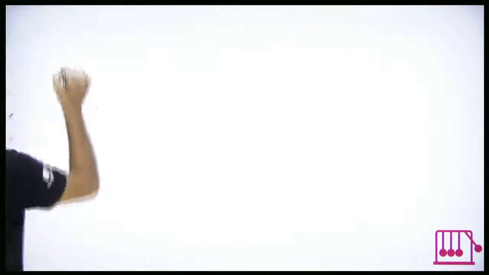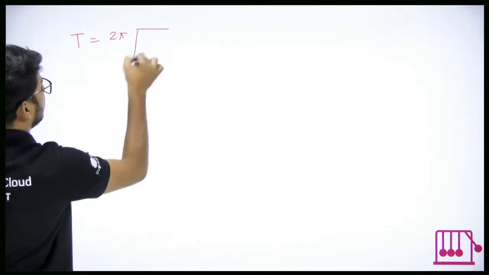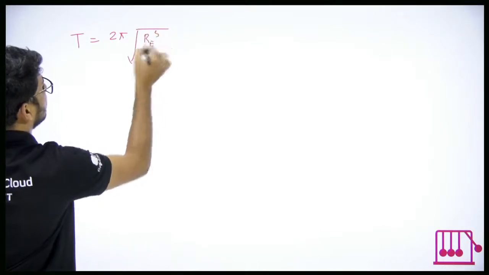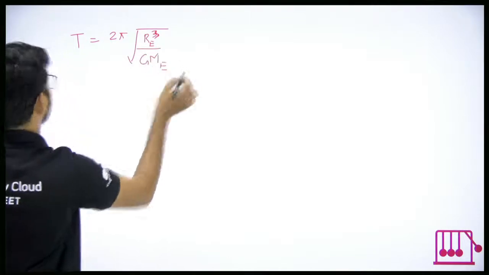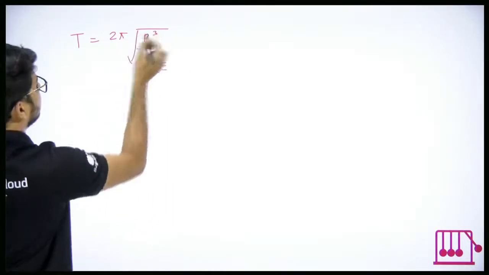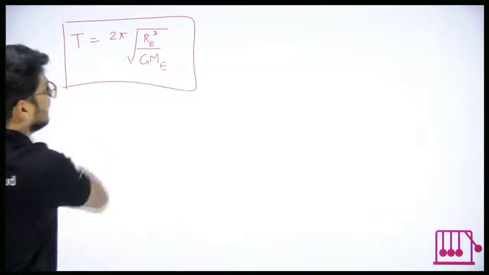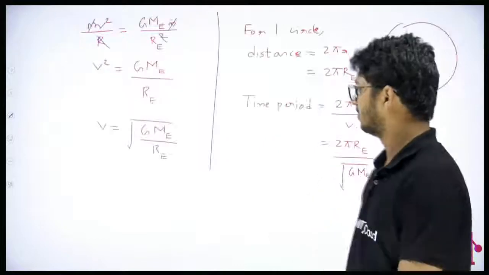Right, so if you solve it, you'll get the time period as 2 pi into under root of Re cube upon GMe. I'll leave the solving part to you. Please solve it by yourself. Okay. This is the time period of a satellite near the surface of Earth.